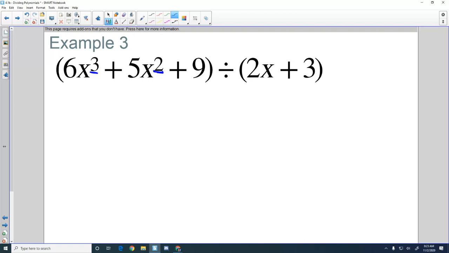So what you need to do is right here, you need to squeeze in a plus 0x. Okay, so there's 0x to the first. Good catch. So there are technically 4 terms there. You need that 0 because it's going to come into play when you do your subtraction. You need that placeholder. And if you forget that 0, I'm going to call it pulling a bunion. Haha.